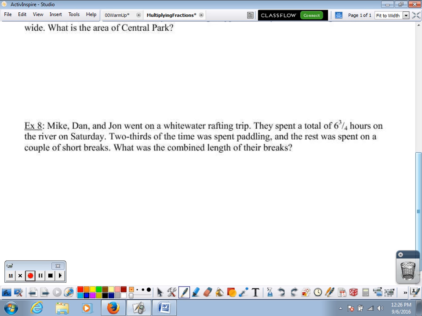Mike, Dan, and John went on a whitewater rafting trip. They spent a total of 6 3/4 hours on the river on Saturday. 2/3 of the time was spent paddling, and the rest was spent on a couple of short breaks. What was the combined length of their breaks? All right, very good. Thank you.